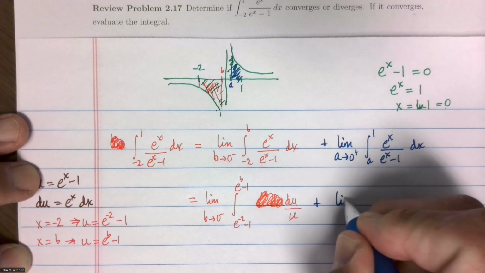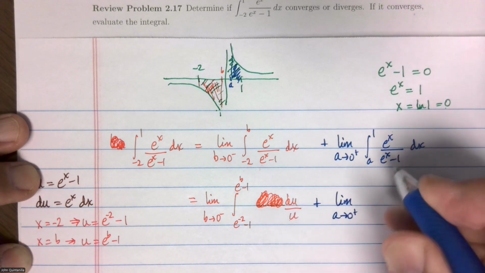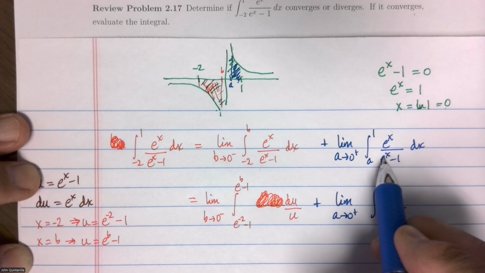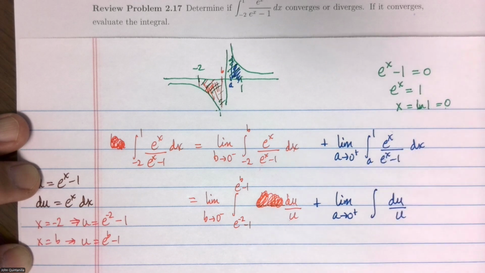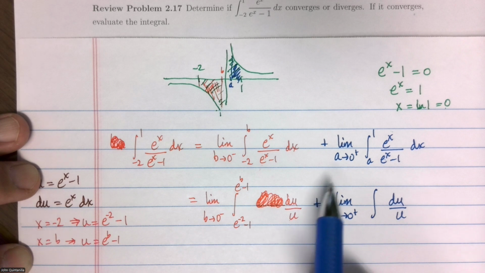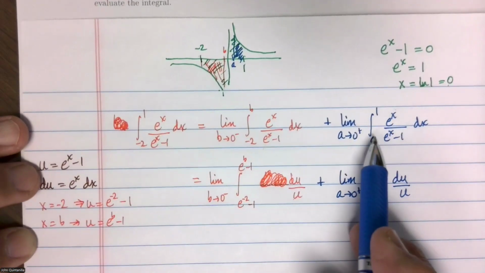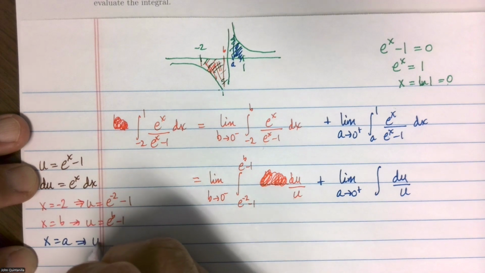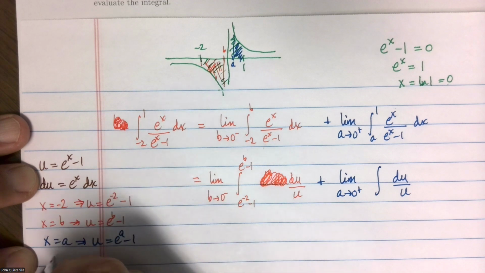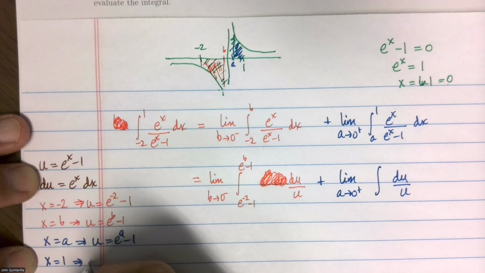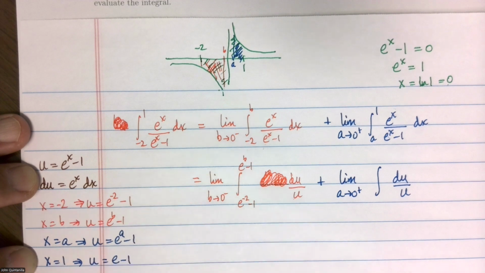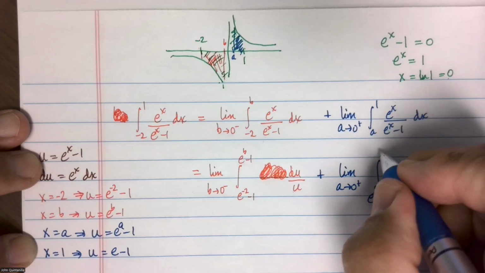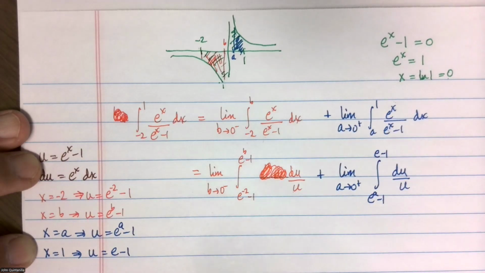Plus, second integral, limit as a approaches 0 from above. The integral is going to look very much the same, integral of du over u. The denominator is u, e to the x dx is du. The one thing that's going to be different is that I have to worry about the endpoints. If x is equal to a, then u will be equal to e to the a minus 1. And if x is equal to 1, that means u is equal to e to the first minus 1, so e minus 1. And so I have the endpoints. The lower endpoint is e to the a minus 1, and the upper endpoint is e minus 1.